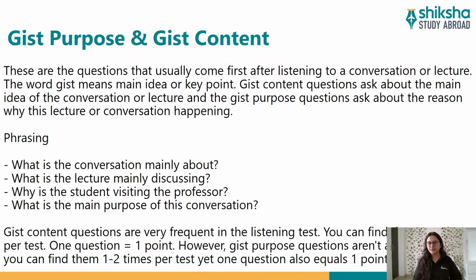Okay, so gist content questions are very frequent in the listening test. So you can find them 3 to 5 times per test. Okay, so these are quite regularly coming questions in your exam. So one question is 1 point, as I said, 1 mark will be given to you. However, gist purpose questions aren't as frequent, as you can find them 1 to 2 times per test. One question also equals 1 point. So whichever question is coming up in your exam, either be gist purpose or gist content, it will be of 1 mark.